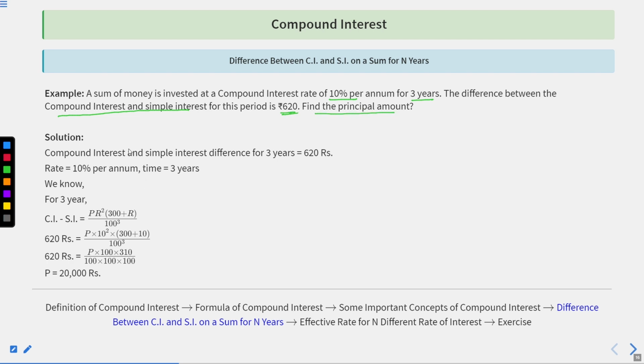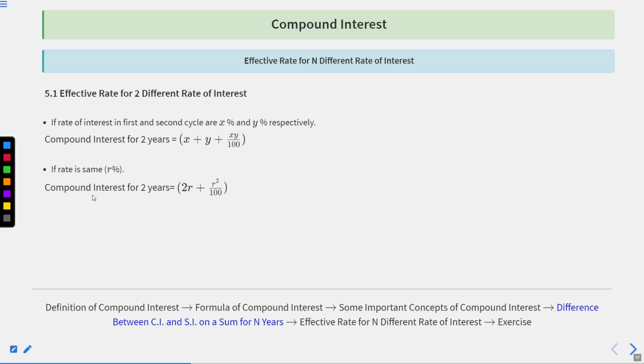So here it is given that the compound interest and the simple interest difference for 3 years is 620 rupees, and the rate is given to be 10% per annum and time is 3 years. So we know for 3 years, compound interest minus simple interest is given by PR square times (300 plus R) upon 100 cube. So it will be 620 rupees is equal to P into 10 square into (300 plus 10) upon 100 cube, which gives P equal to 20,000 rupees. So the principal amount is 20,000.